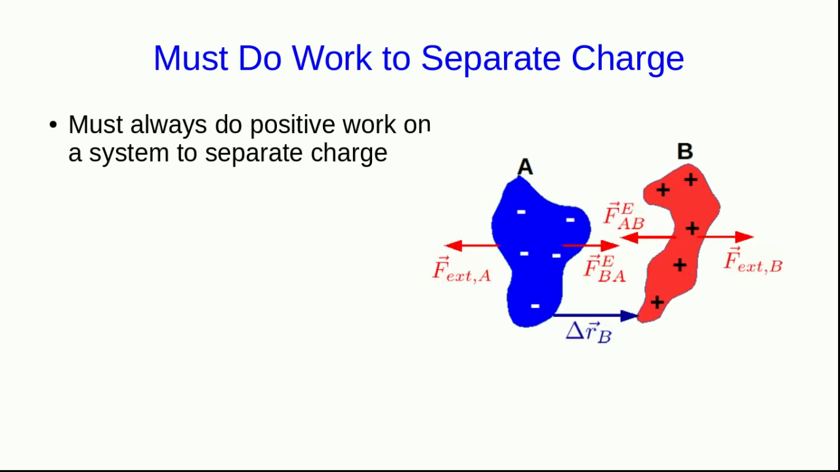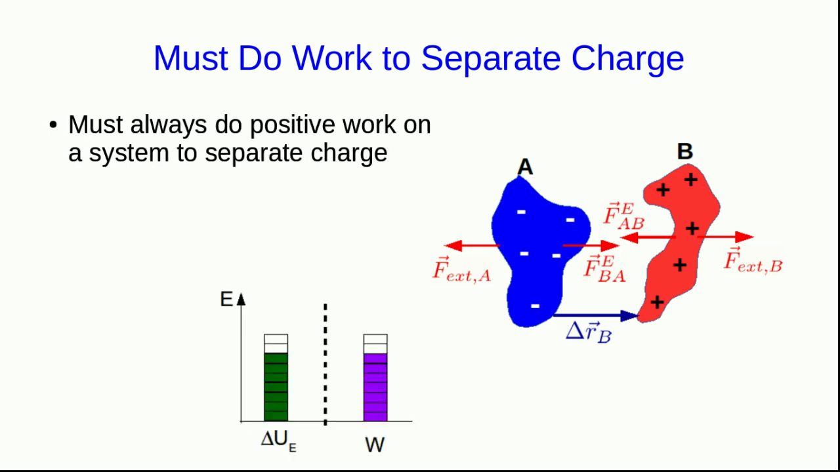We always have a positive and a negatively charged object, and we are pulling them apart, and they're attracting each other. And so we must exert forces, in this case on object B, in the direction of its motion, and so we do positive work on it. That positive work within the system acts to increase the system's electric potential energy.